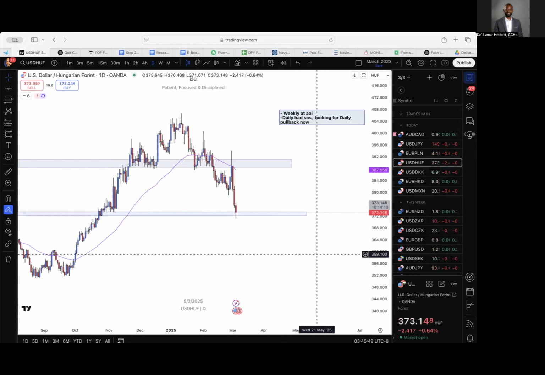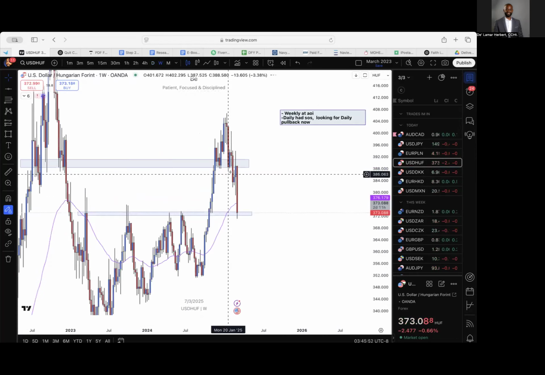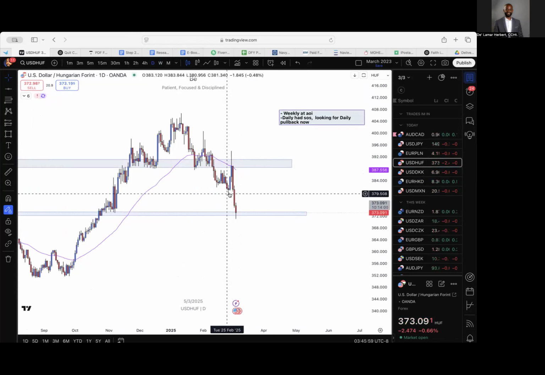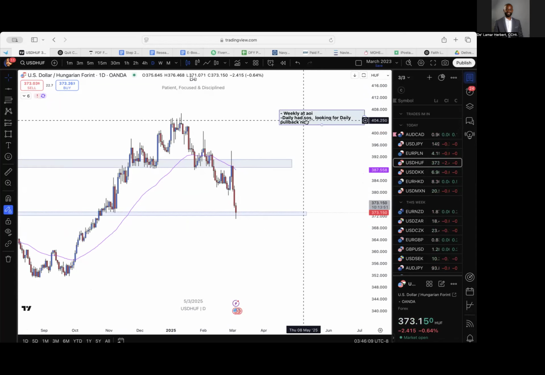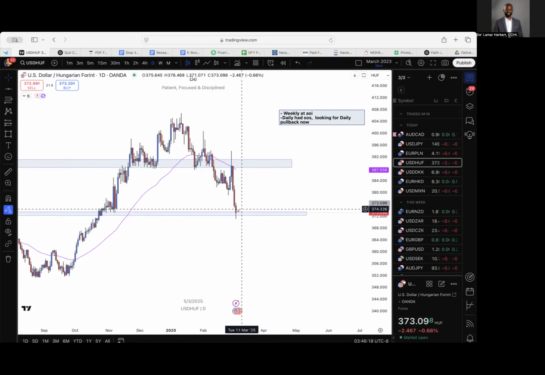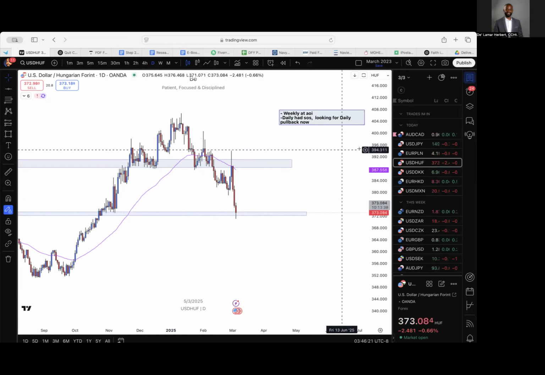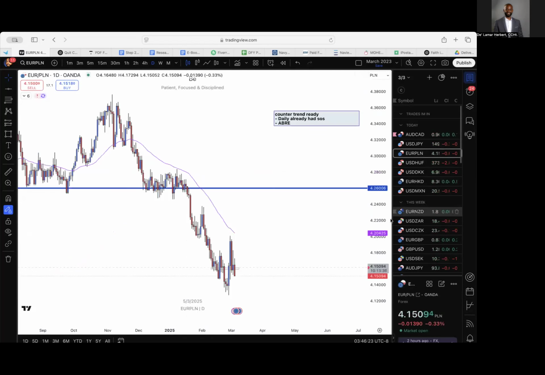USD HUF. Okay, same thing. We had a daily structure shift. We were waiting for that yesterday because we were weekly bearish. So we were waiting for that structure shift, which we had happen yesterday, right? So technically, we are now in alignment. Okay, we're at this weekly daily area of interest, just like the USD DKK pair. And so now we're just looking for that pullback, and then we're looking for sales, which can happen today.